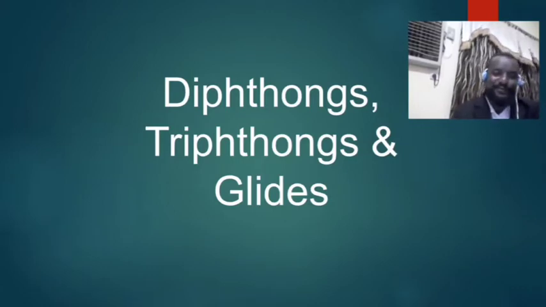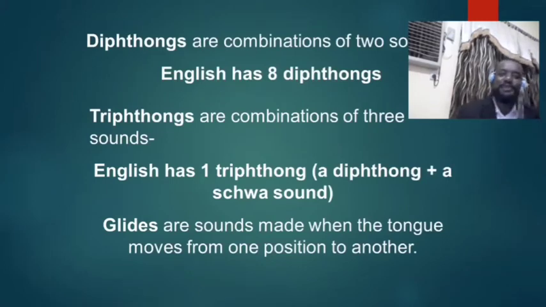Let us move to differentiate. Diphthongs are a combination of two sounds, and there are eight diphthongs in the English language actually. Oh, great. What is the difference?